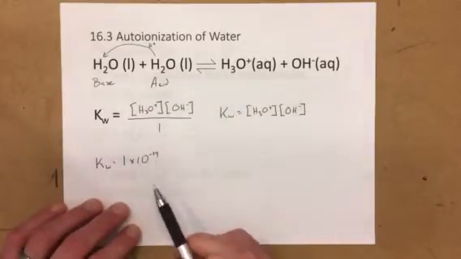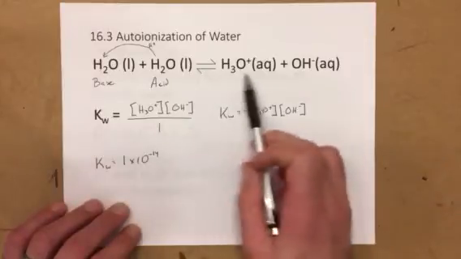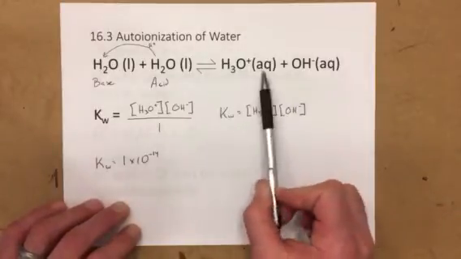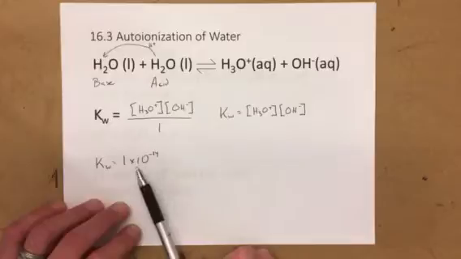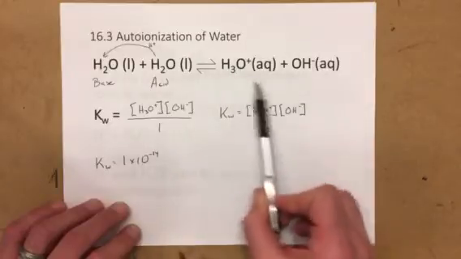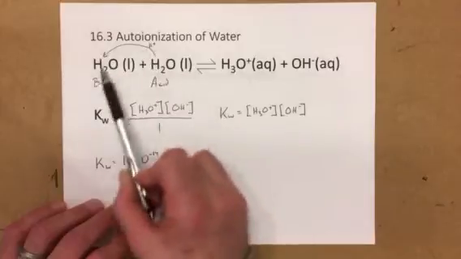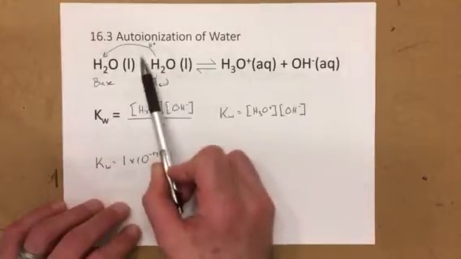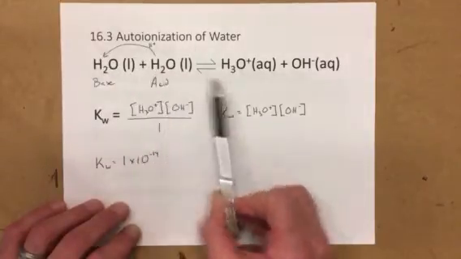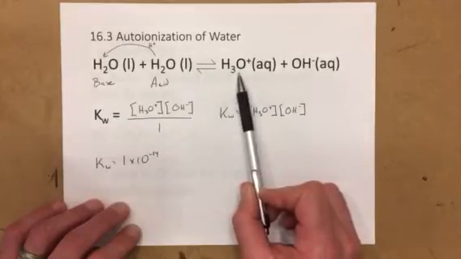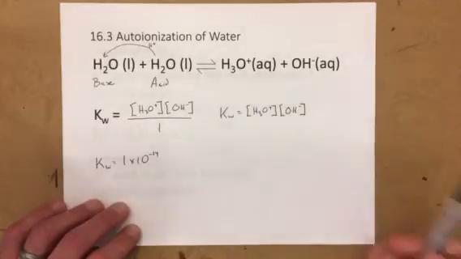That's a really small number. So what does that tell us about this equilibrium? Do we have a lot of products or a lot of reactants? Well, since that's a small number, it means we have pretty low concentrations of your products over here, and most of it remains over here on this side. So it favors the reactants. In water, you have mostly H2O, and then just a small fraction of it turns into hydronium and hydroxide.